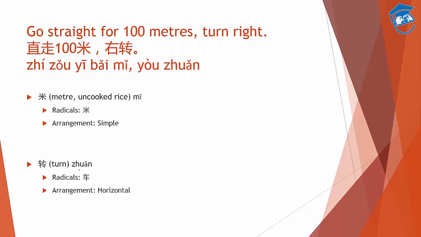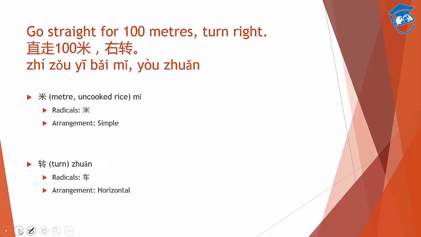This is the pinyin, and the radical is this one. What's on the left there? So the arrangement is horizontal. Here's how to write 转. 1、2、3、4、5、6、7. 1 stroke. 8. 8 strokes for the entire word 转.